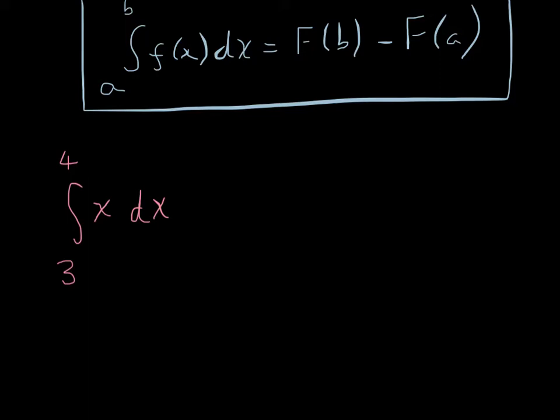So here we have the integral of the function x with respect to x from the limits 3 up to 4. And from our formula, that says that the integral from 3 to 4 of x should equal the antiderivative at the point 4 minus the antiderivative at the point 3. Well, we know how to integrate x. We get x squared over 2 plus c.